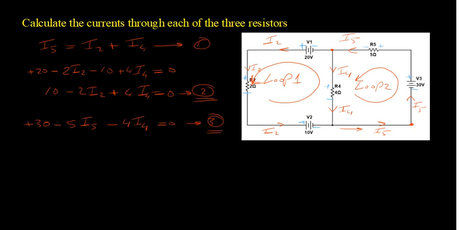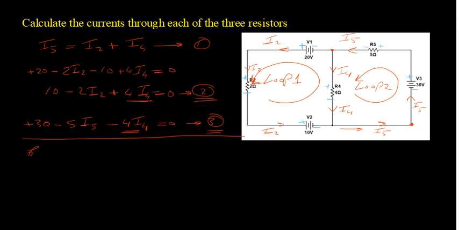Now, to solve and find out how much is the current 2, 4, and 5, we need to focus on how we're going to do that in a mathematical way. My way is to look at equation 2 and equation 3. I will find that there is a common current between them, which is the current number 4. It's the middle branch in the circuit.